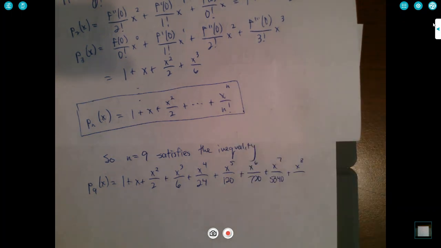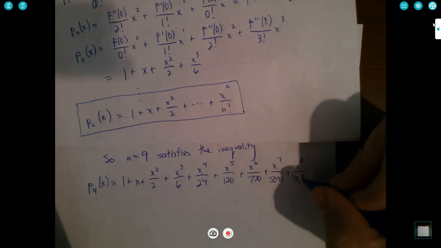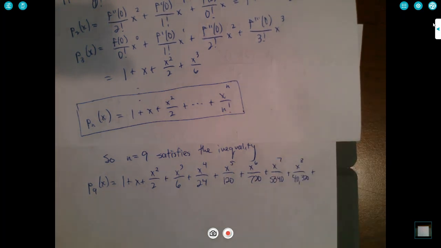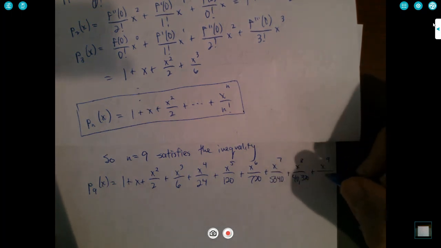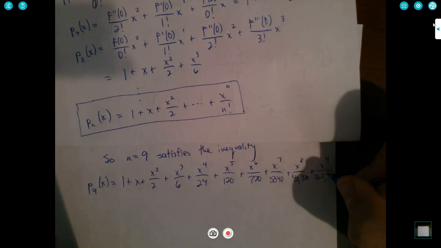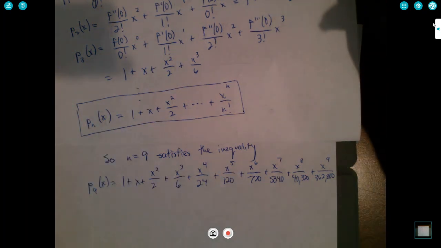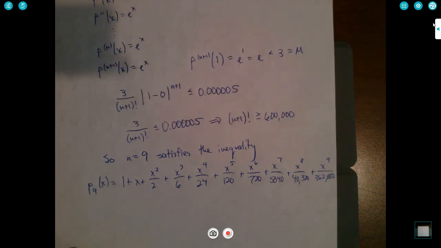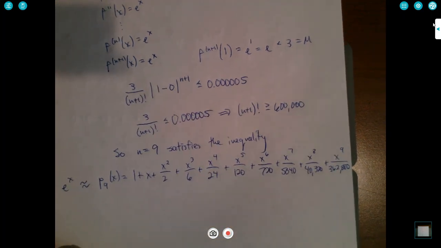and so on, we're almost there. Man, the factorial grows so fast, right? And 9 factorial. So x to the 9th over 362,880. Okay. Now comes the approximation. E to the x is approximately that polynomial.